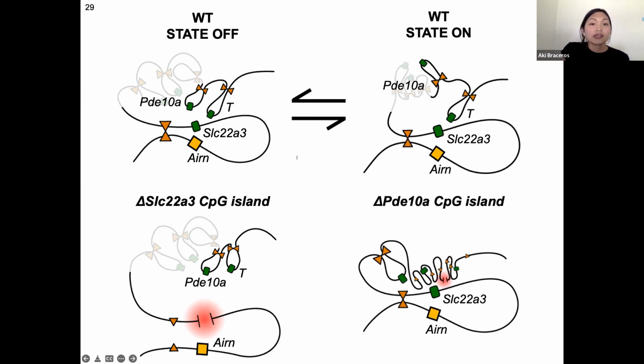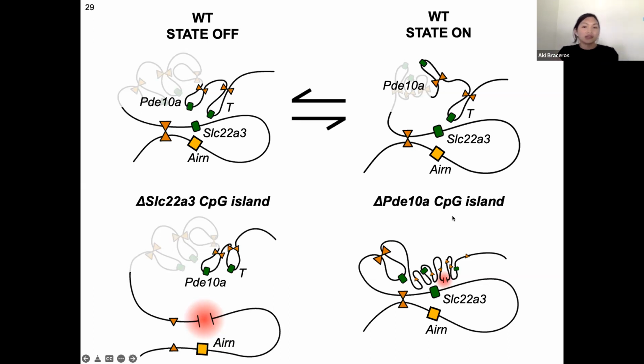And then as for PDE10A, it appears to play a critical role in promoting a second architectural state that helps these regions escape full silencing by Airn. So we think that there's kind of like an equilibrium between these 2 states. Thus, when you delete the PDE10A, it may cause a collapse in these 3D DNA structures that then become more vulnerable to silencing by Airn.